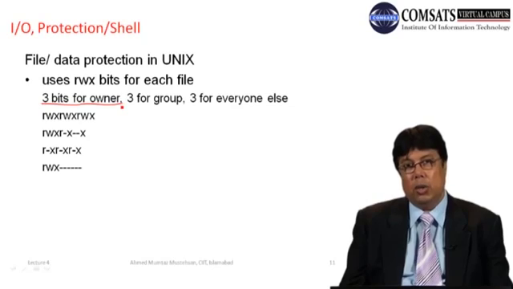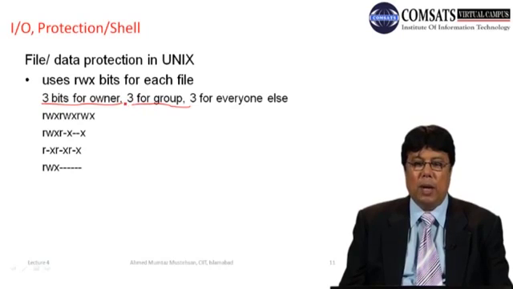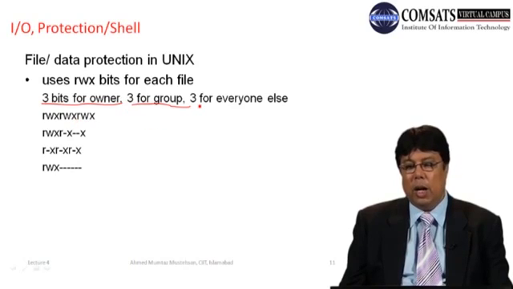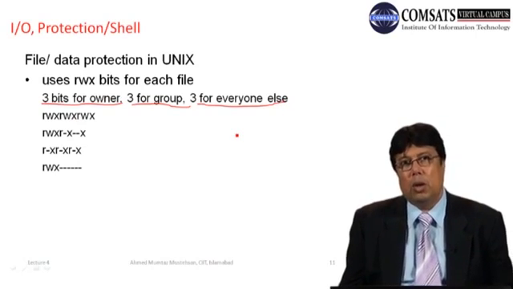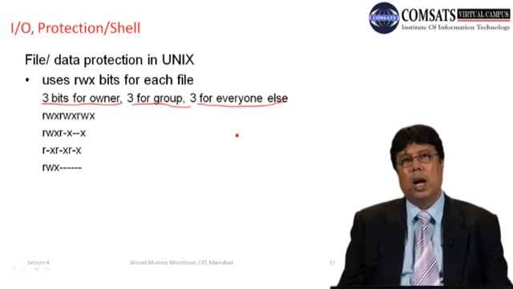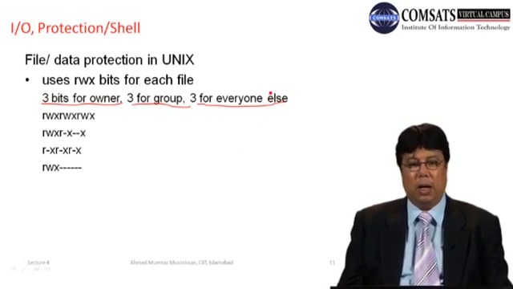Owner means the user whose data it is, personal. Then 3 bits for the group, whoever is a member of that particular owner's group. You can have a set of users that you put together as a group. Once you are part of the group, you automatically have certain privileges, which I will explain later. Then 3 bits for everyone else, whoever comes onto your computer and logs in with his or her personal identification, is basically everyone, or the third party.